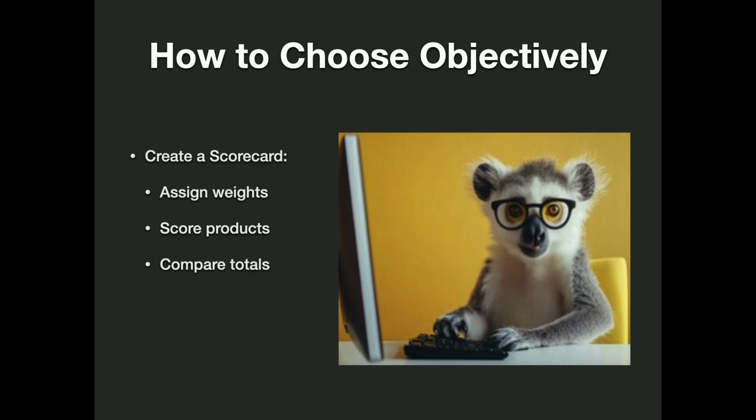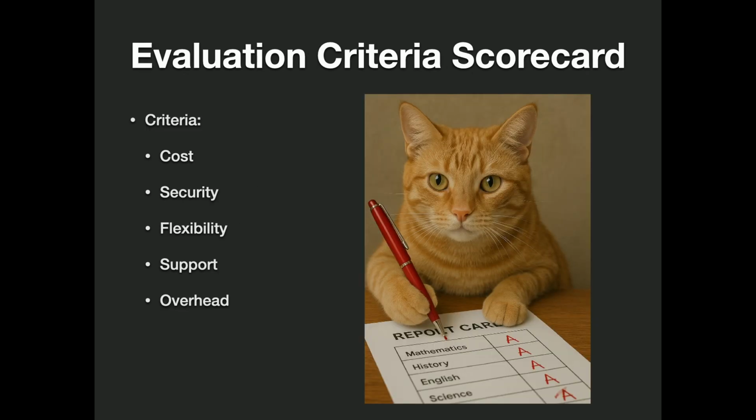This is my slide. Here we'll learn how to build a weighted scorecard to keep our decisions objective and aligned with our priorities. We'll assign weights to different elements, score out the MDM solutions, and finally compare the totals. These are the 5 factors that the orange cat is figuring out that we will use to evaluate our MDM solution. We'll assign weights to reflect their importance within our environment.